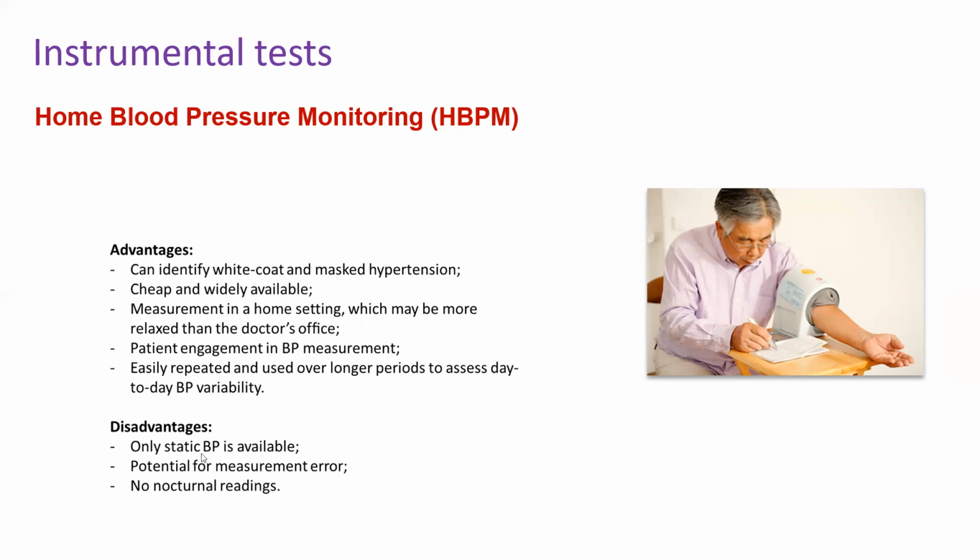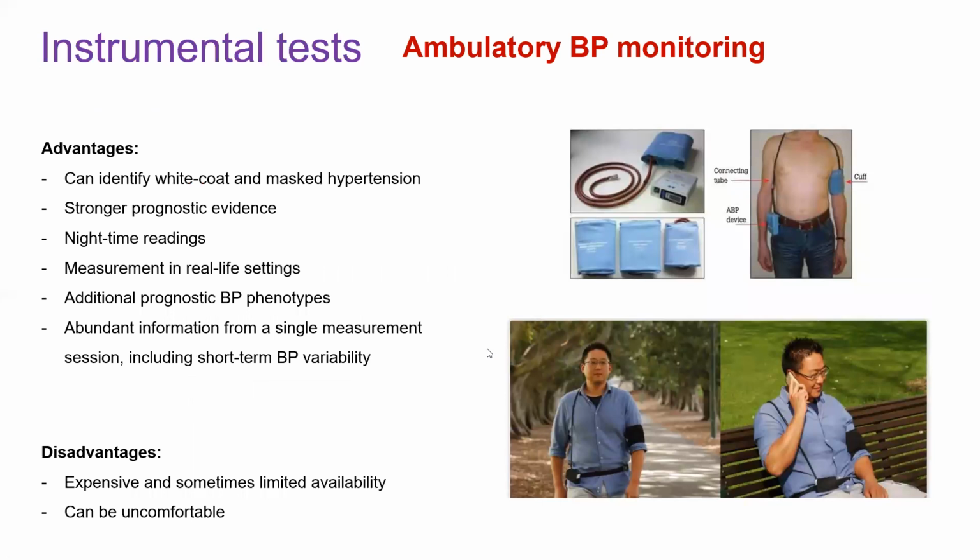Disadvantages, of course: only static blood pressure is available, there is potential for measurement errors because patients can misunderstand the rules of measurement of blood pressure, and it is impossible to obtain information about nocturnal levels of blood pressure. That's why, in such patients, if you would like to assess nocturnal blood pressure levels, we refer them to ambulatory blood pressure monitoring.